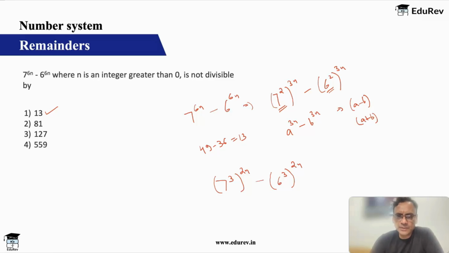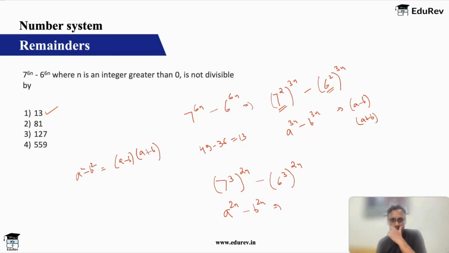So this is of the type a to the power 2n minus b to the power 2n. The power is always even. So this is very similar to a square minus b square. a square minus b square, you know, will be divisible by a minus b also, and it will be divisible by a plus b also. Right? Okay. So 7 to the power 3 is how much? 343 minus 216. That will give you 127.